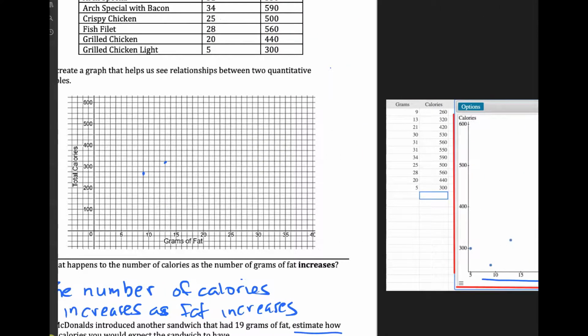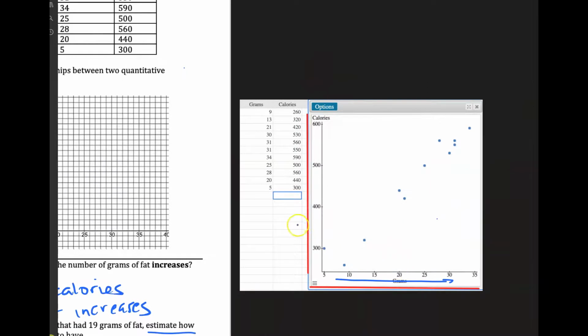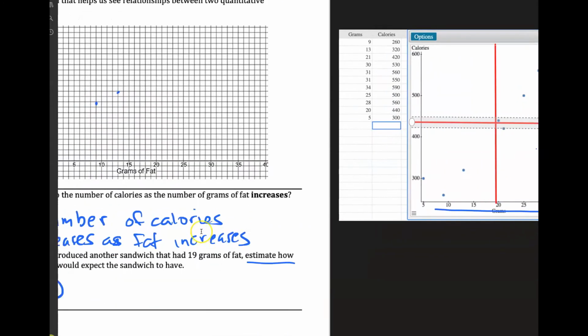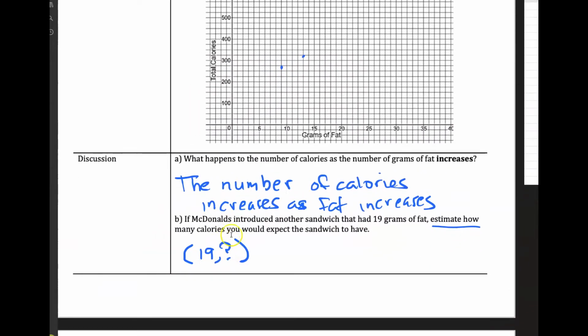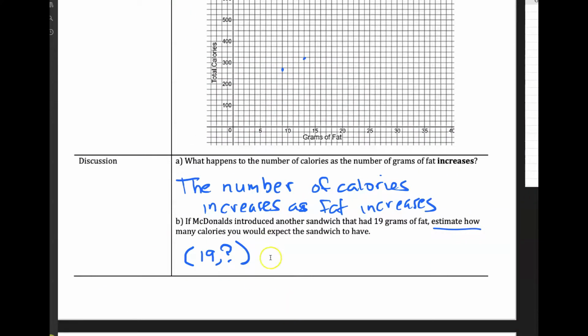Really what you're doing is looking for 19, and there's your 19 line. Then you ask where it is hitting on the y. I would say somewhere in here where the data is, so my estimate would be somewhere here, right in the 400s. That's what we would estimate. So for approximately 19 grams of fat, I think the calories would be around 400, 420 calories. But that's how we would do that.